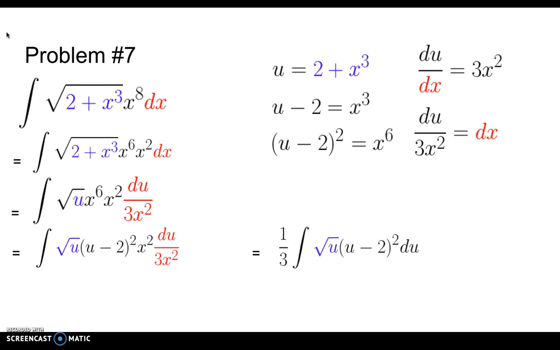And here let's simplify our integrand. So here we have 1/3 times the integral of the square root of u times the quantity u minus 2 squared du. So here we canceled out the x squareds and took a 1/3 out of the integral.